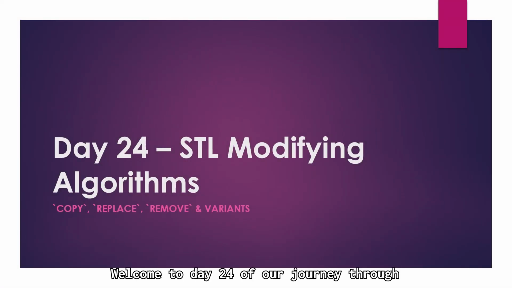Welcome to day 24 of our journey through the standard template library. Today we are focusing on a class of algorithms that help us modify data in place. Powerful tools like copy, replace and remove, as well as their smarter counterparts, copy_if, replace_if and remove_if. These aren't just utilities, they form the backbone of clean, efficient C++ code that works across containers with minimal boilerplate. Whether you are processing a dataset, transforming input, or filtering out unwanted entries, modifying algorithms can drastically simplify your workflow.